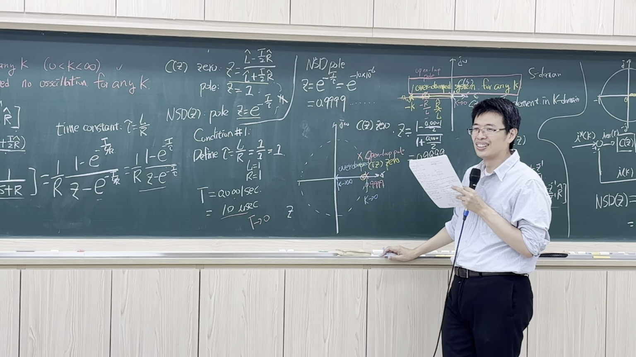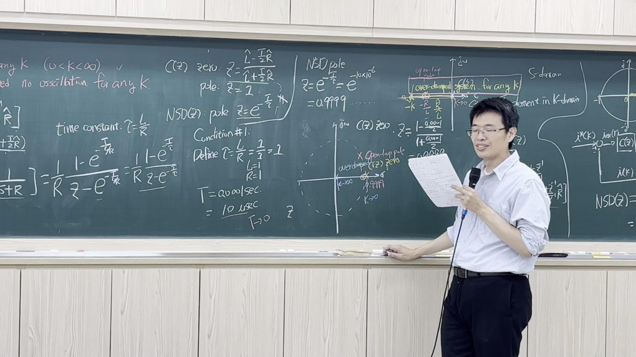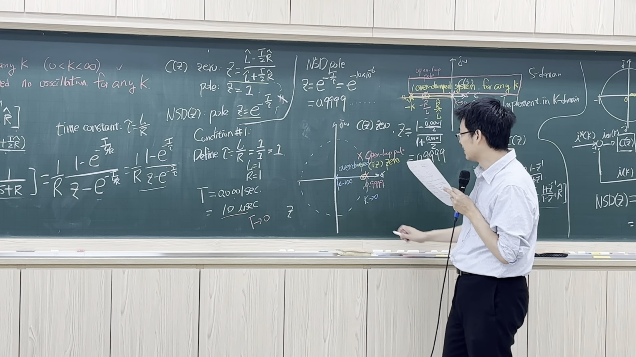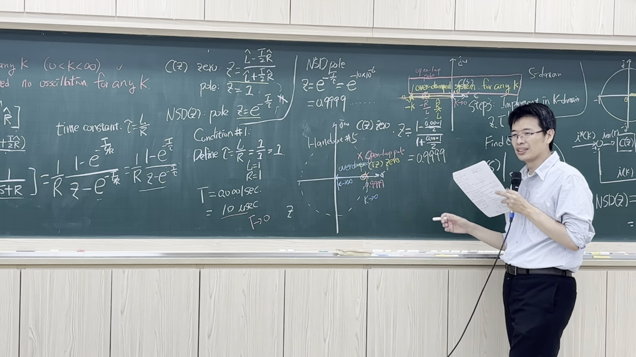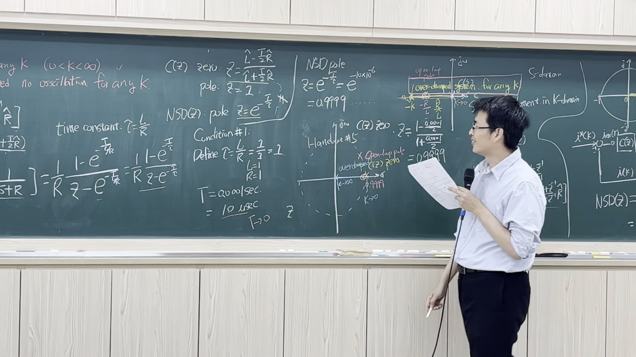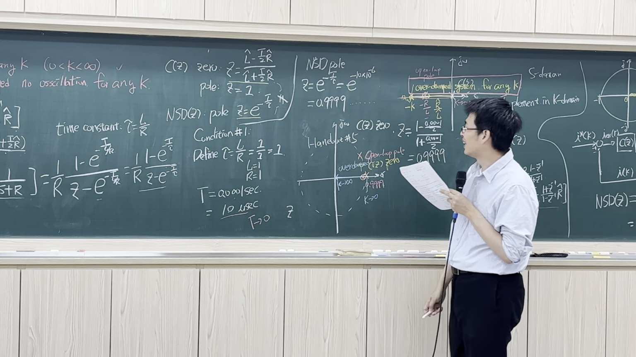If you have some questions, please use handout number 5. Handout number 5 will show you how to plot the root locus using MATLAB, as long as you have the NSD pole and the CZ zero and the CZ pole location.